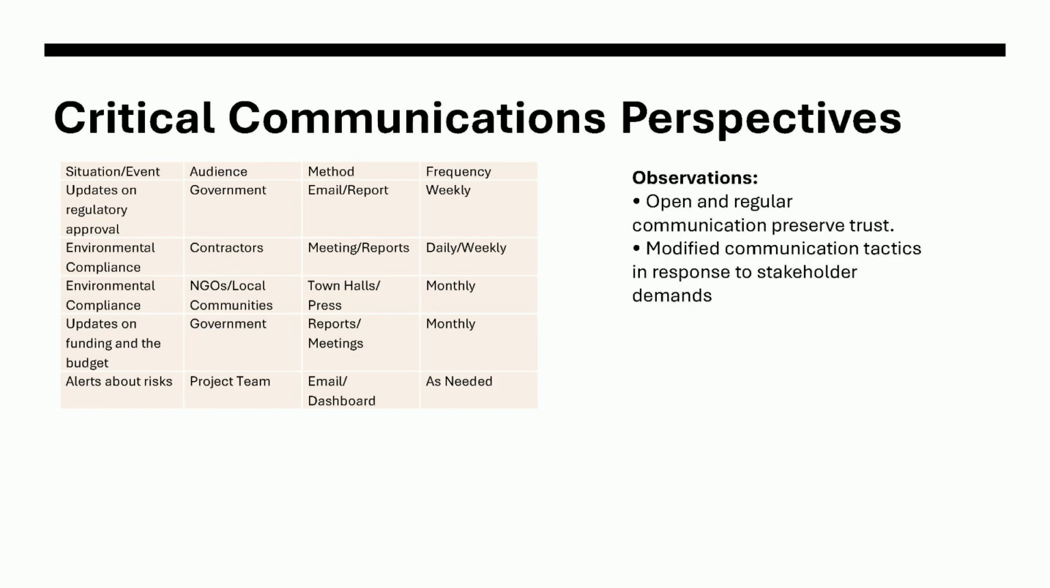Communication strategy. Communication played a key role in the success of the project. Different communication strategies were used depending on the audience. For example, updates about regulatory approvals were communicated to the government through reports and email. Environmental compliance updates were shared with contractors through meetings and technical reports. Local communities and NGOs were informed through public meetings and press announcements. Overall, open and consistent communication helped maintain trust among stakeholders and allowed the project team to adapt communication strategies when needed.